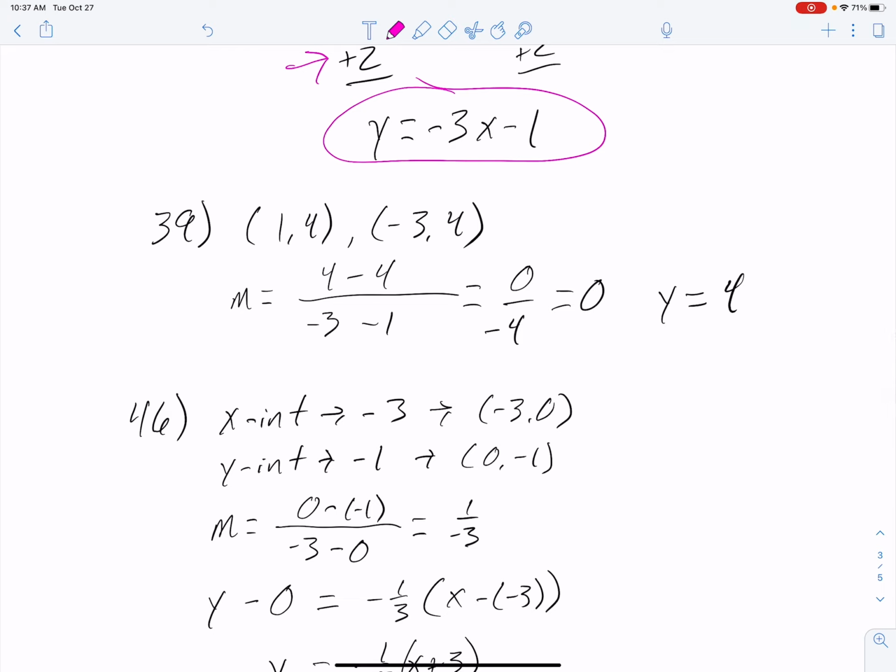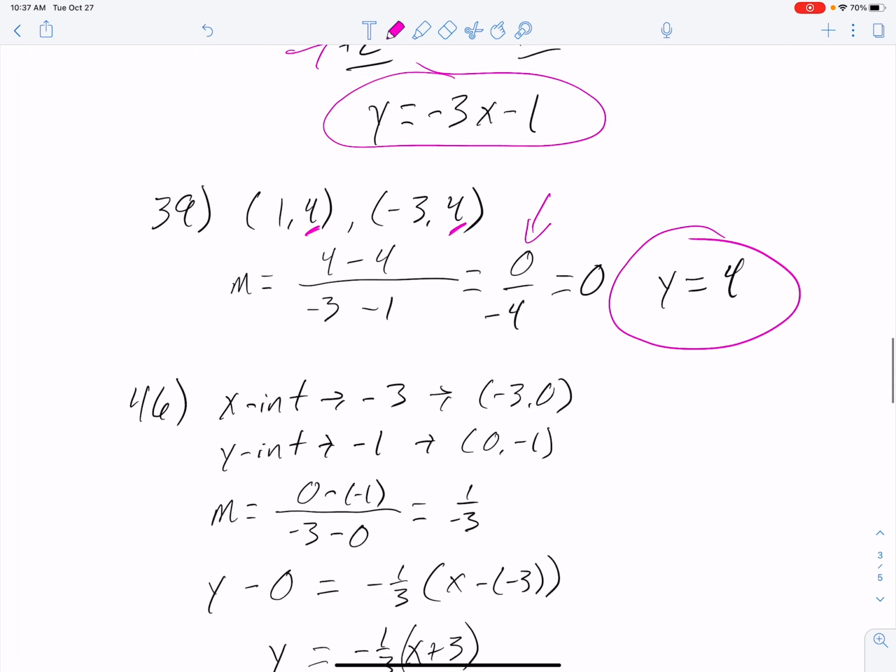39 asks us to find the equation of the line that goes through (1, 4) and (-3, 4). Again, some people might already notice that they've got a horizontal line. But if we don't, we find our slope, we have 0 in our numerator, and 0 in our numerator tells us we've got the horizontal line y equals 4.